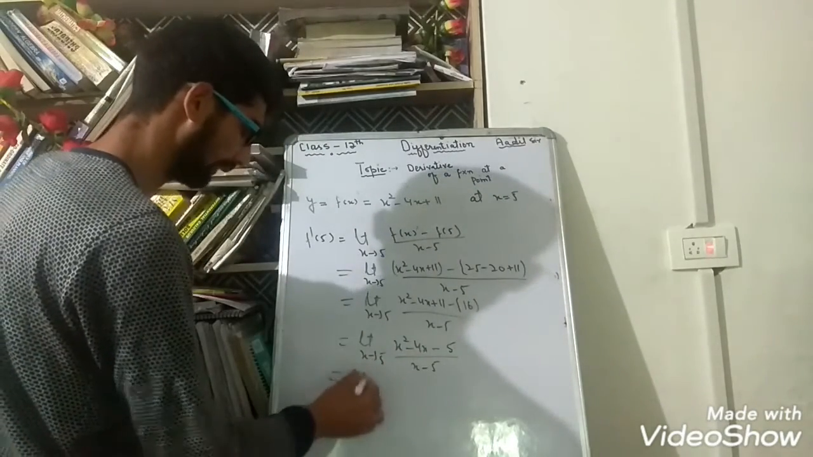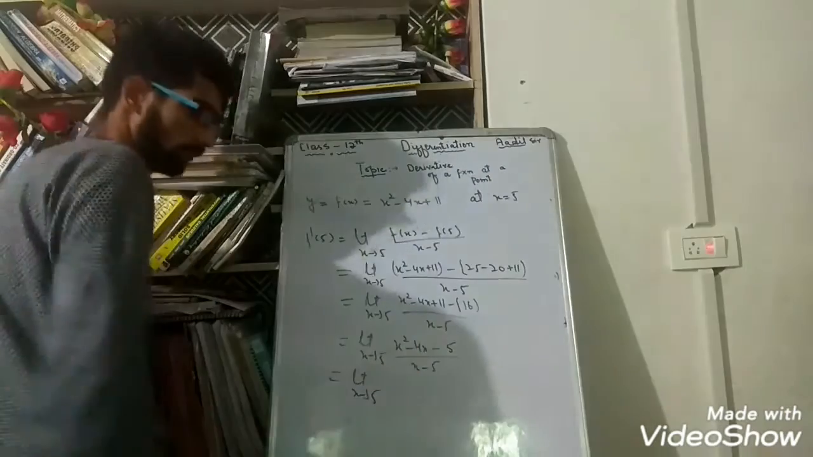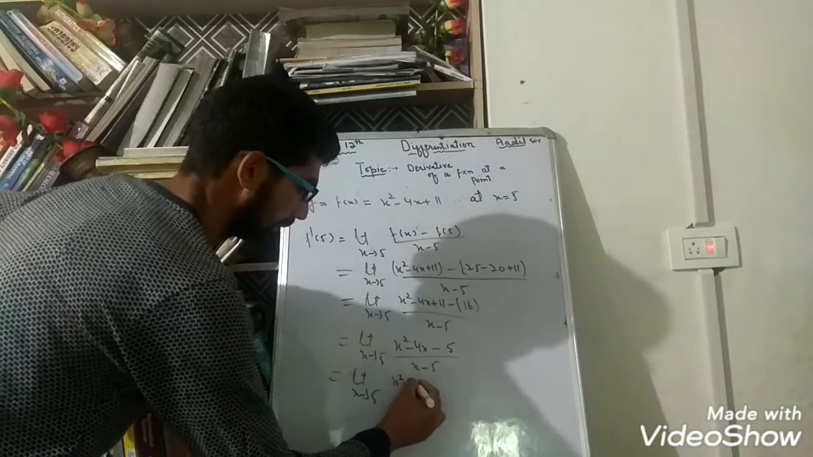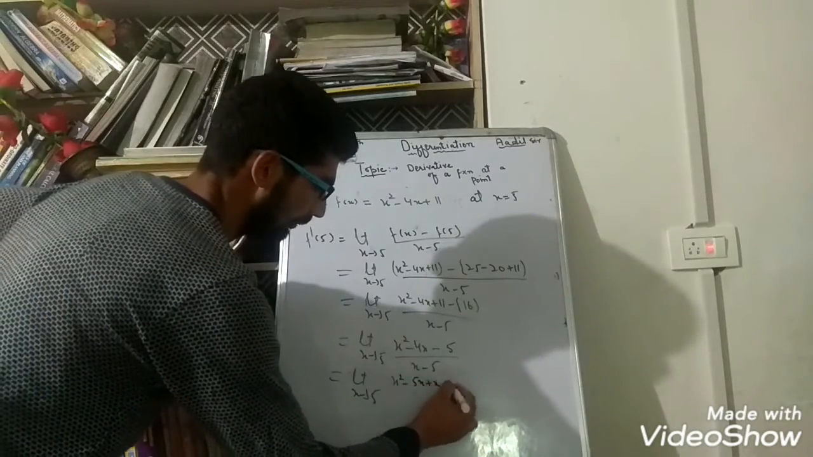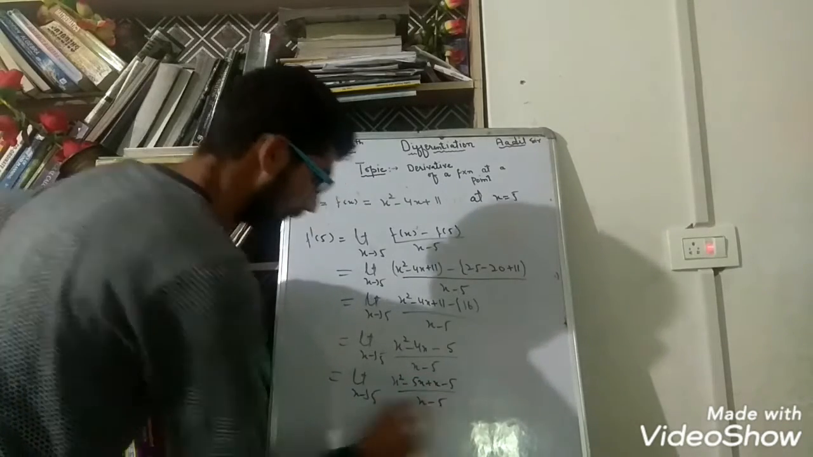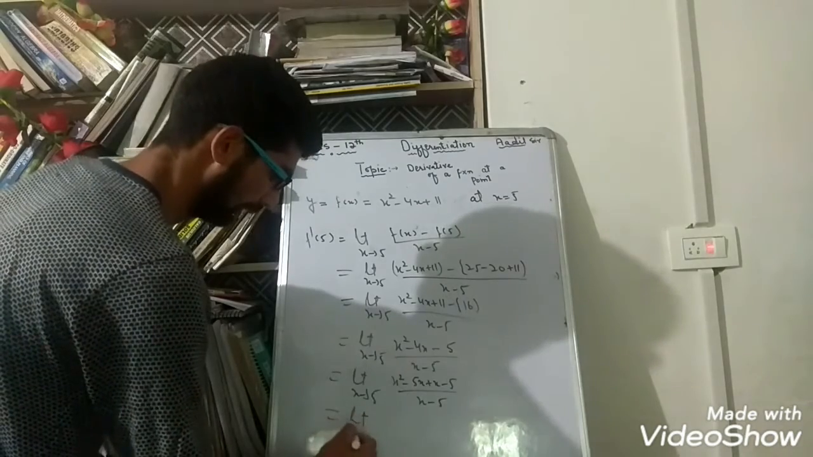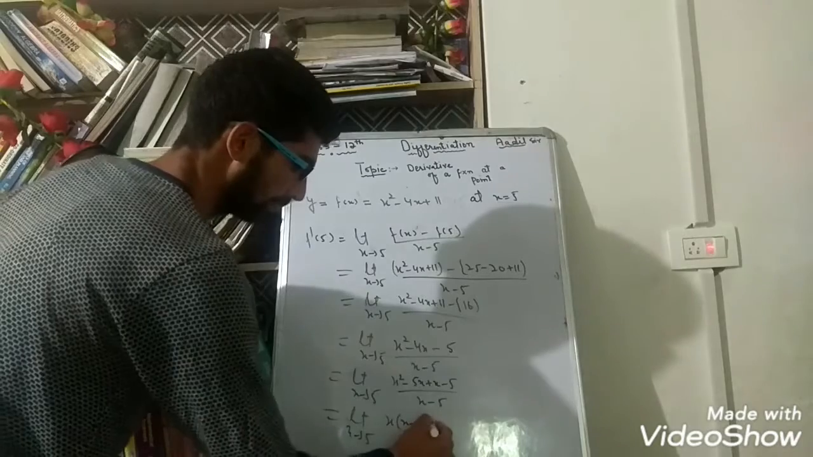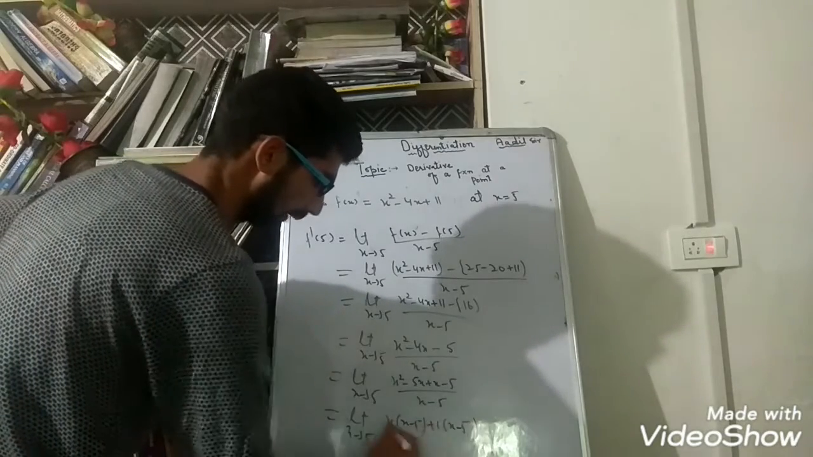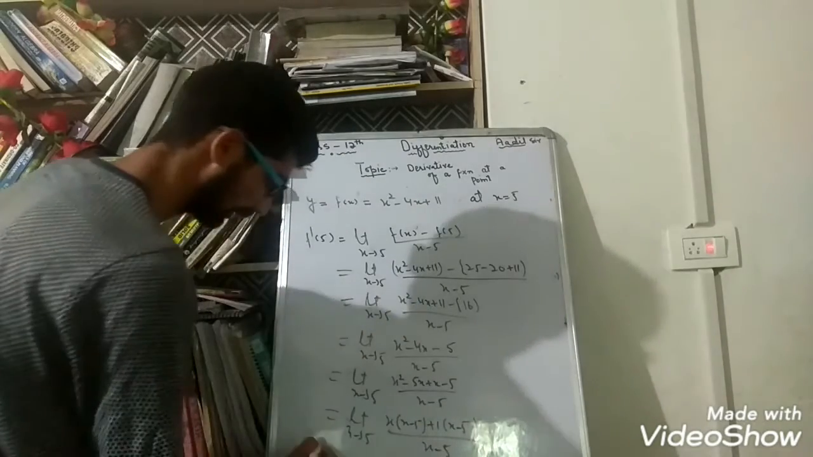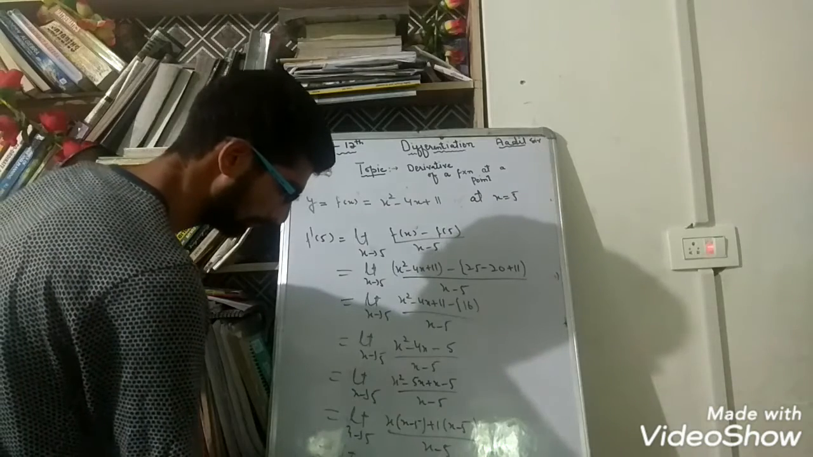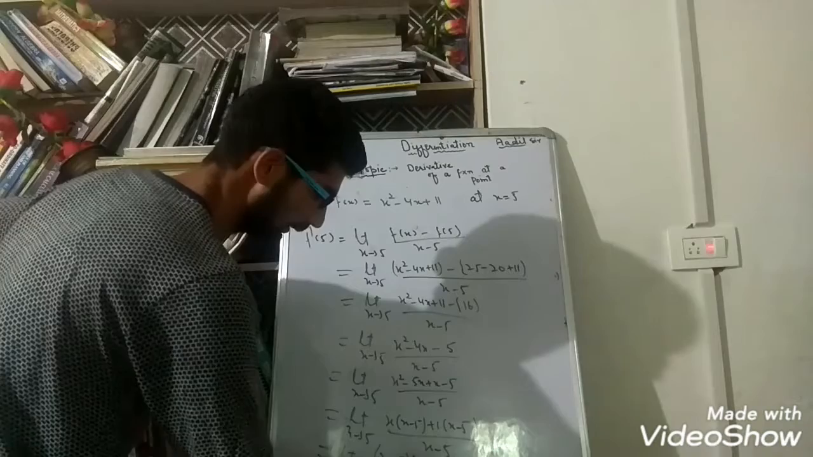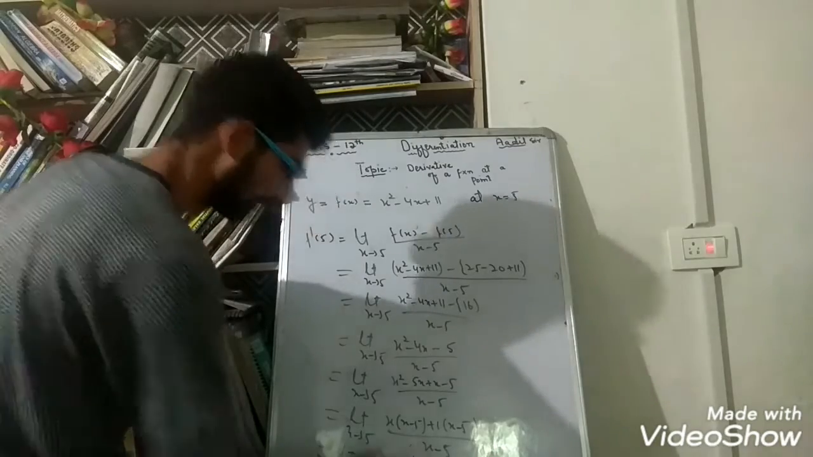Now we can make factorization here in the numerator, so it will be x square minus 5x plus x minus 5 divided by x minus 5. So it will be limit x tends to 5 of x into x minus 5, plus 1 into x minus 5, divided by x minus 5. So x minus 5 is common, giving x minus 5 times x plus 1, divided by x minus 5. So this one and this one will get cancelled.